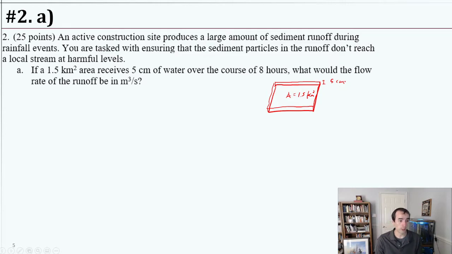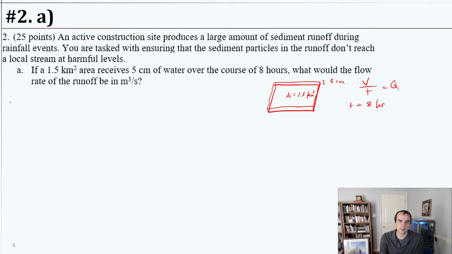So the first task really is to identify what volume of water this is, and we'll just take that volume divided by time, and that's our flow rate, right? The time was given as 8 hours, and the volume we can calculate. We want to calculate that in cubic meters per second, so we need time in seconds, and we need the volume in meters. So that's going to require a little bit of conversions here.